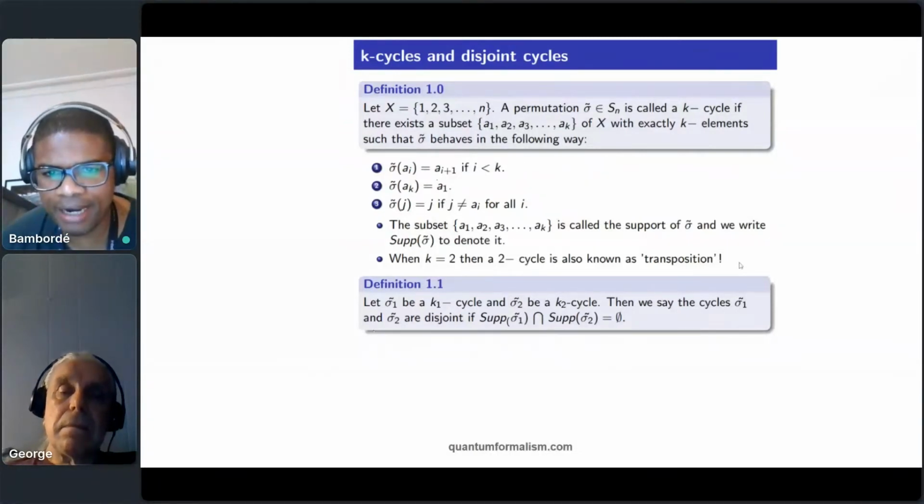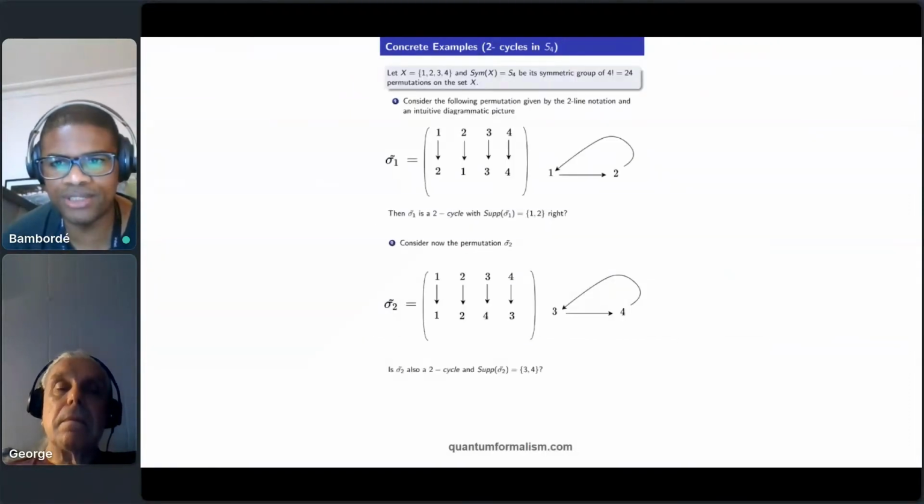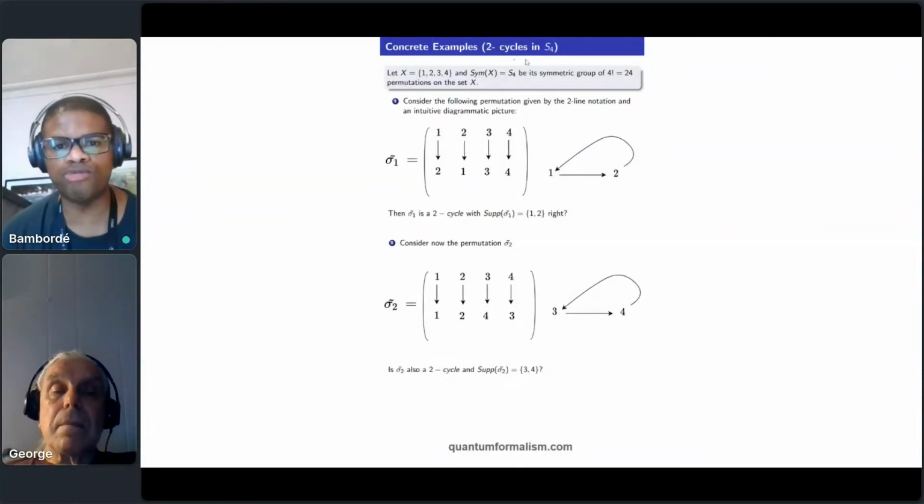Okay, so let's see our examples. I hope I didn't make any typos. I took some time to do the diagrams. So let's consider examples of 2 cycles. In this case, we pick S4, okay?